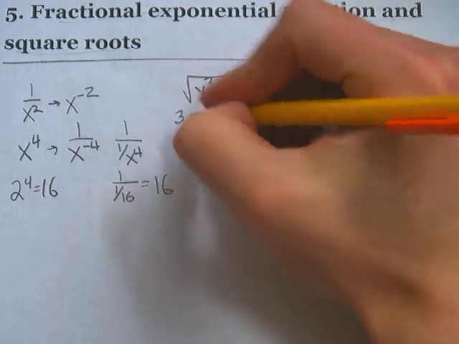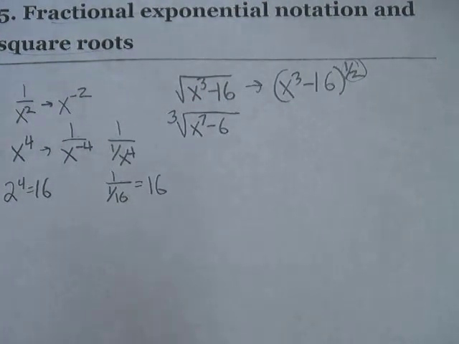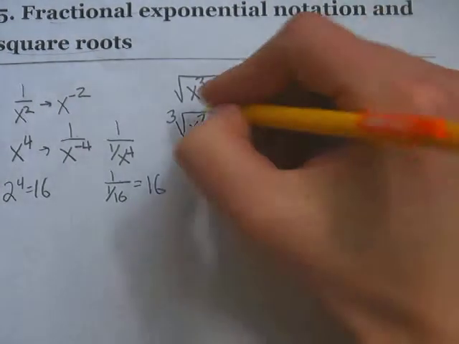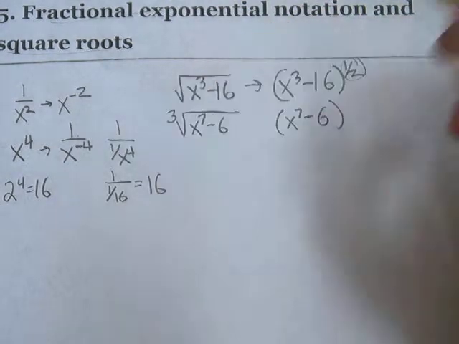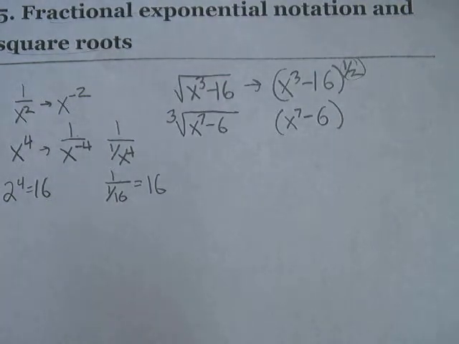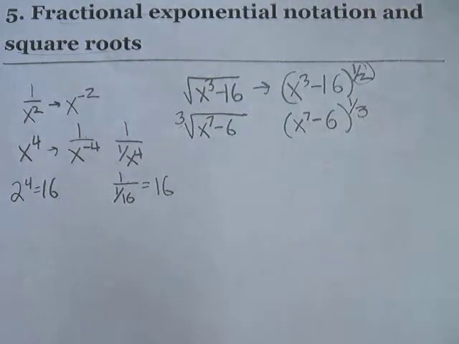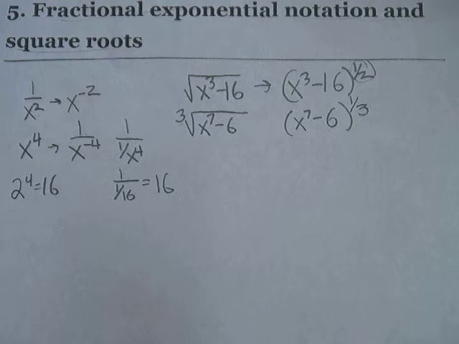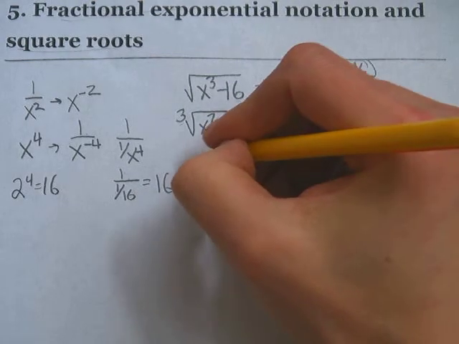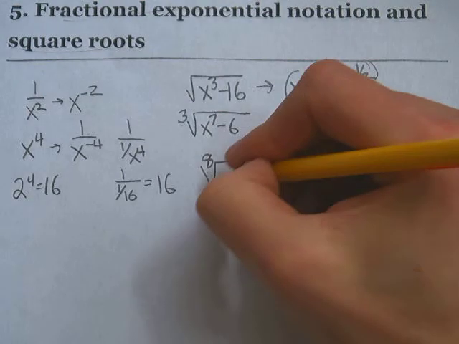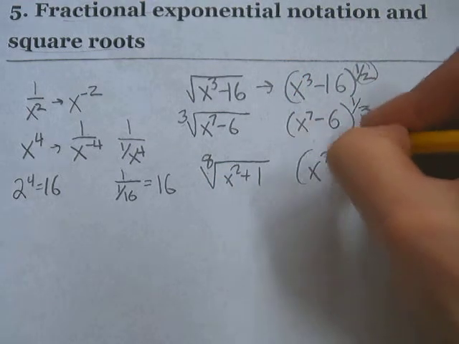Let's delve into more of this. The cubed root of x to the 7th minus 6. I'm just making up random things to plug inside. This would just be x to the 7th minus 6 to the 1/3 power, since the cubed root means to the 1/3 power. So whatever number's in our root is always the denominator of our power. So if we have, for example, the 8th root of x squared plus 1, then we just have x squared plus 1 to the 1/8.